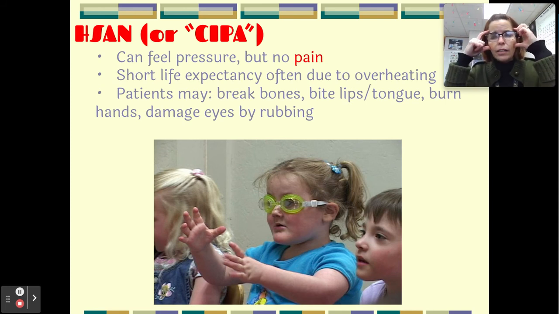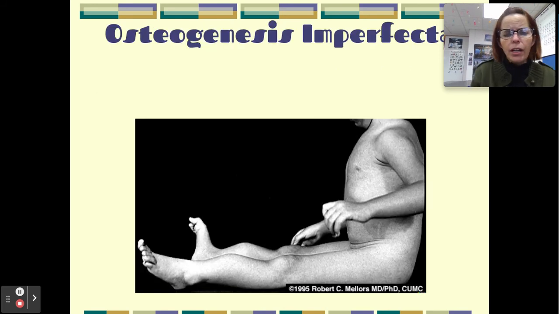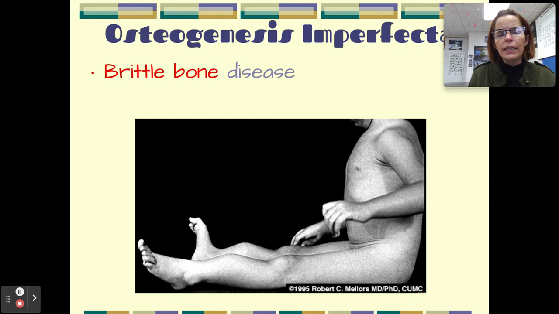They have her in goggles to keep her from rubbing her eyes. As she got older, she didn't need to wear goggles anymore because she knew not to rub her eyes. But when they're just tiny little babies, they don't know that. She also bit through her tongue. She broke most of her teeth by chewing on things that she wasn't supposed to chew on because she didn't feel pain.